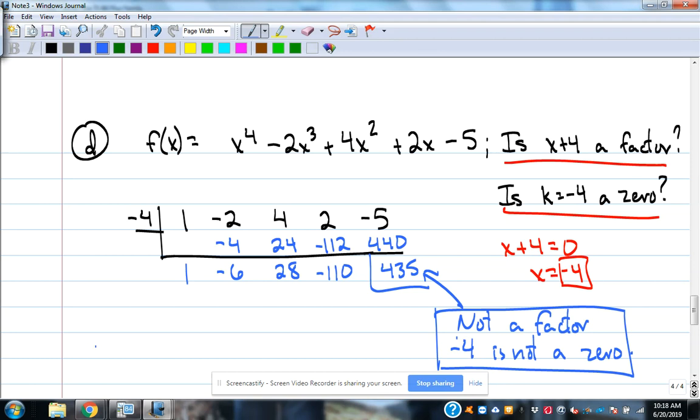In fact, this is all it does. It just makes it look worse. x plus 4, and then we could go x cubed minus 6x squared plus 28x minus 110 plus 435. That doesn't really help us any. It doesn't get the polynomial to work out any better. So we're looking to see, is it a factor? Is it not? If it is, we're going to do some stuff. If it isn't, then there's not much we can do.